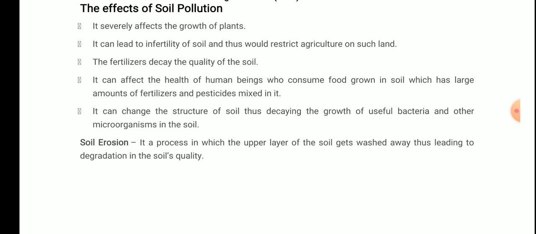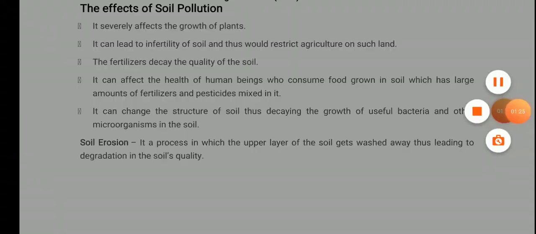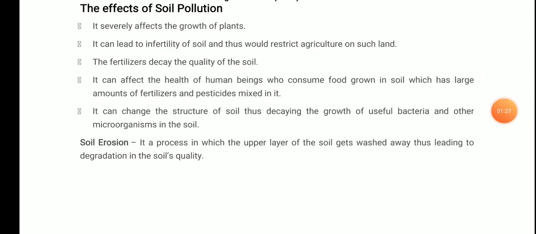Third one, the fertilizers decay the quality of the soil. It can affect the health of human beings who consume food grown in soil which has a large amount of fertilizers and pesticides mixed in it. So not only does it affect the soil quality and the growth of the plants, it also affects the health of human beings.